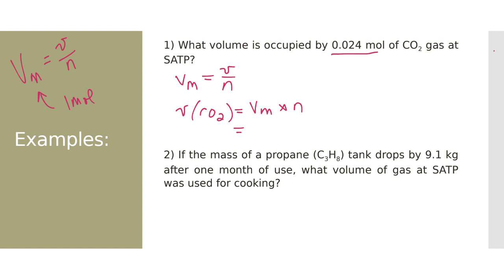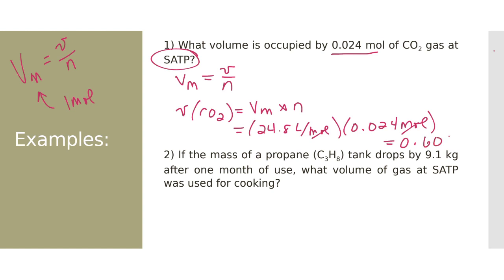The molar volume at SATP is 24.8 liters per mole. We don't have 1 mole. We have 0.024 moles. My mole unit is going to cancel out. And then when I multiply these two together, I'm getting an actual volume of 0.60 liters, rounded to 2 sig figs. So it's as easy as that.